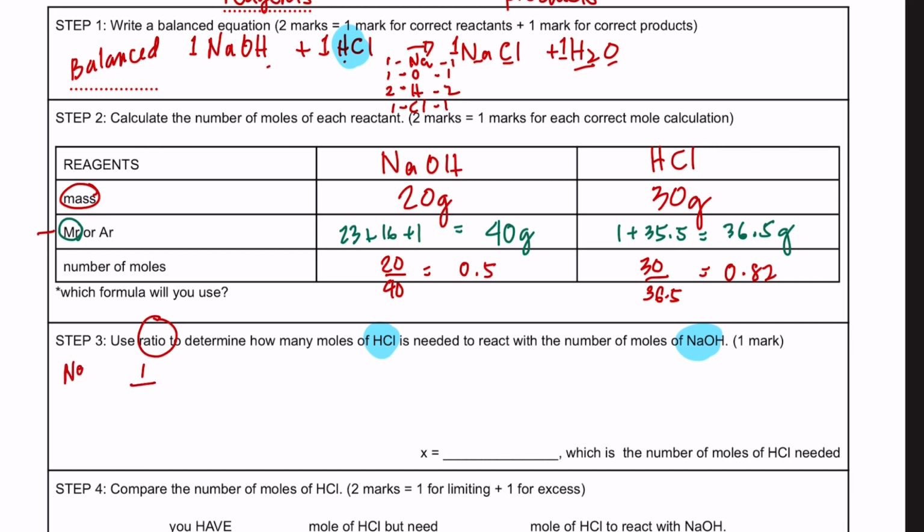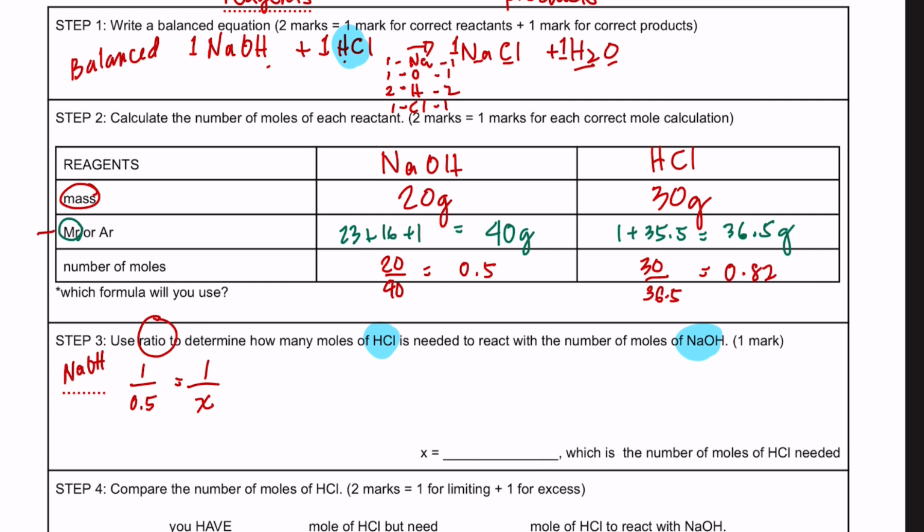Okay? So we can do 1. Okay, so this is sodium hydroxide. 1 molecule of sodium hydroxide is equivalent to 0.5 mole. Okay? 1 molecule of sodium hydroxide is worth 0.5 mole. 1 over 0.5, which should be equal to 1 hydrochloric acid over X. Why are we doing this? Because we want to know if the amount of hydrochloric acid, okay, is enough or too much.